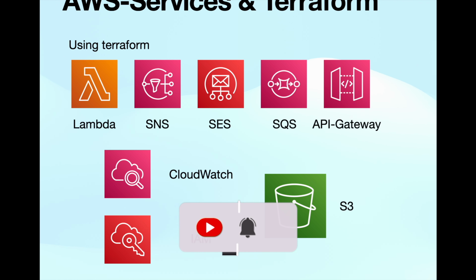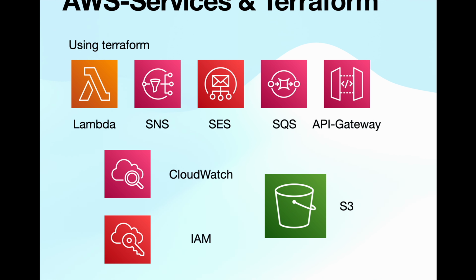To follow along, you'll need to create a free tier AWS account, and many of the services we'll be using, like AWS Lambda, SNS, SES, SQS, IAM, and CloudWatch. These services are always free for any account, of course with some limitations, and services like S3 and API Gateway fall under the 12-month free tier. So make sure you have your own AWS account ready.